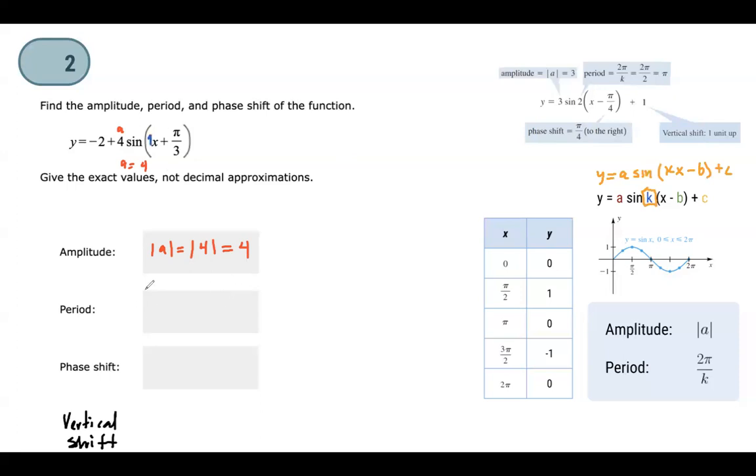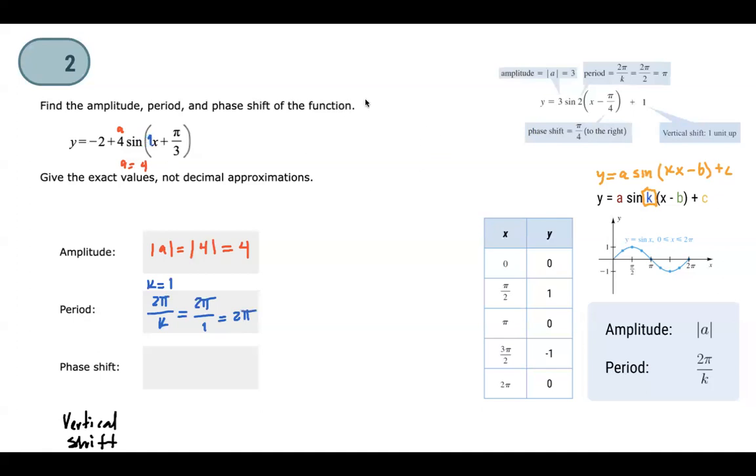So that means that the period is going to be 2 pi over k. And if k happens to be 1, the period will be exactly the same. You're going to end up with 2 pi over 1, ending up as 2 pi. If you had something else here, let's say a 2, you would have 2 pi over 2.